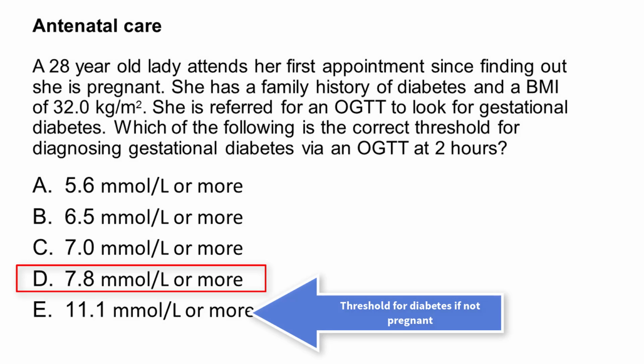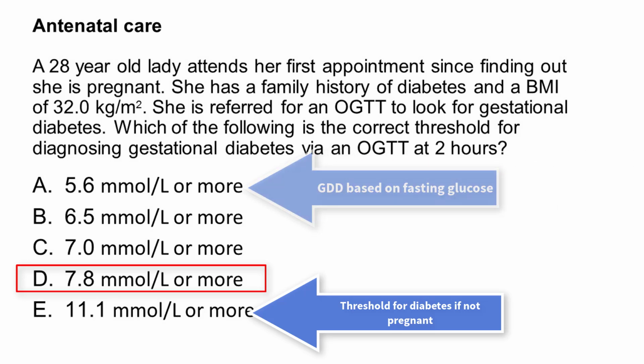Other distractors here, 5.6 millimoles per litre or more. This is the threshold for gestational diabetes on a fasting glucose rather than the 2-hour oral glucose tolerance test, which is the preferred method. OGTT is the preferred method for gestational diabetes. So it's a tough question.